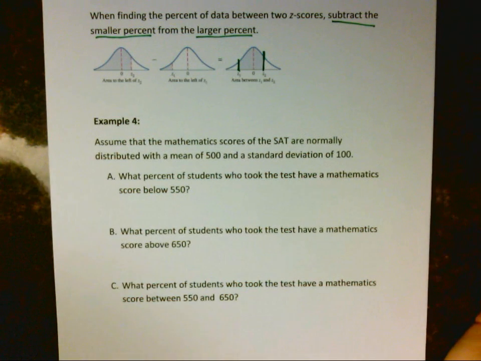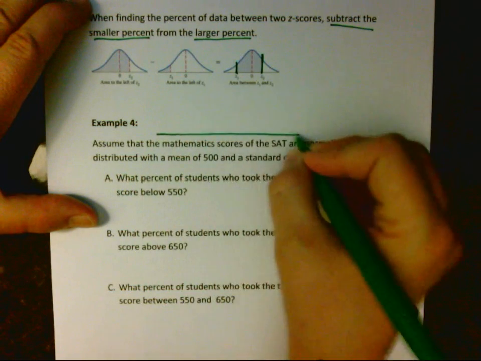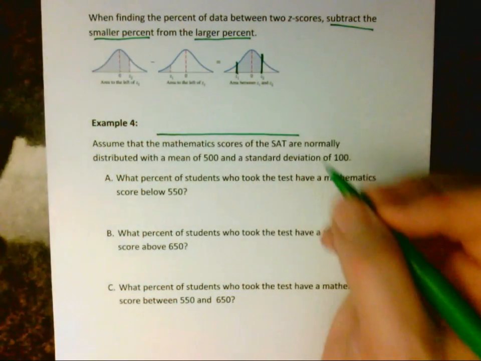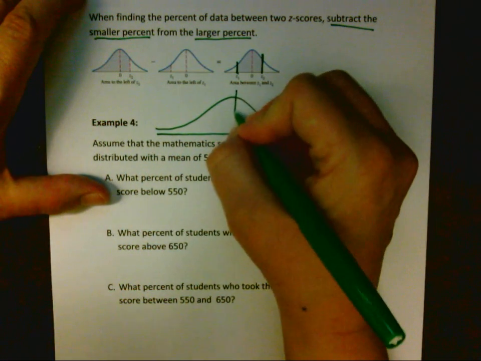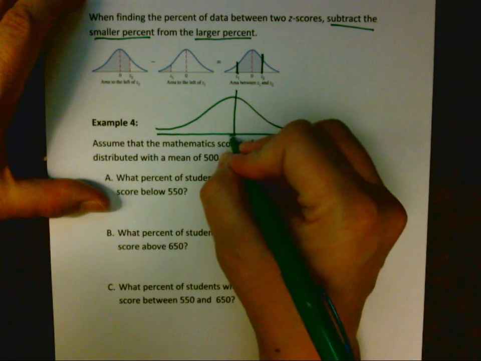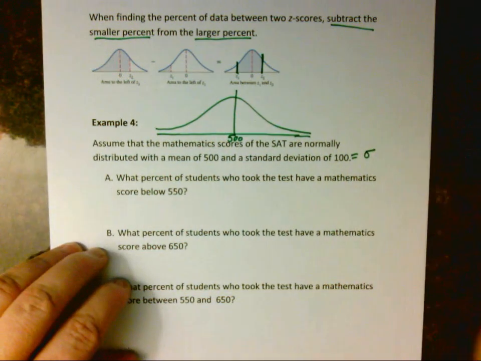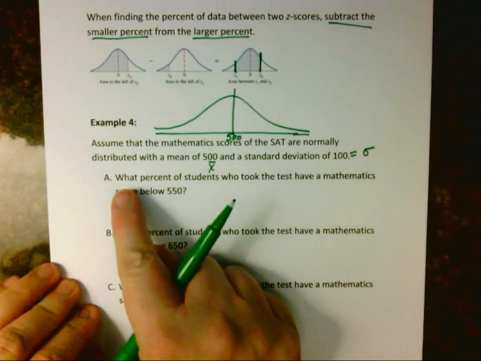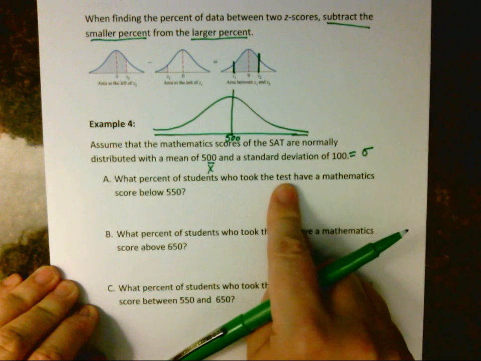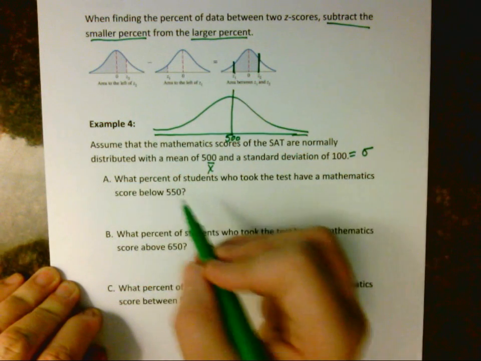Assume that the mathematics scores of the SAT are normally distributed with a mean of 500 and a standard deviation of 100. So I'm going to draw myself a little curve. The mean is 500 and the standard deviation is 100. This is my mean, x bar. What percent of students who took this test have a mathematics score below 550? They ask us to find what percent.